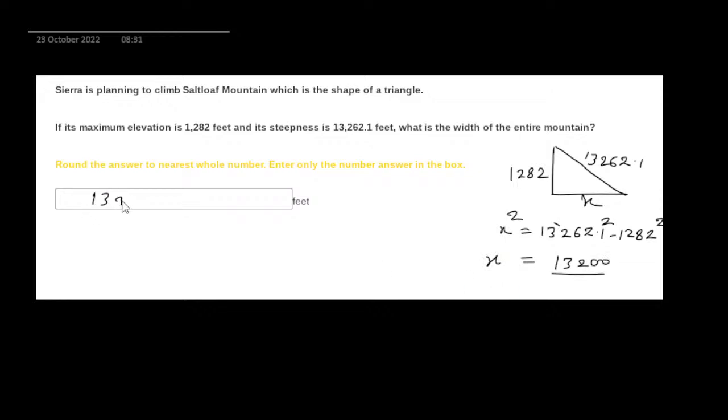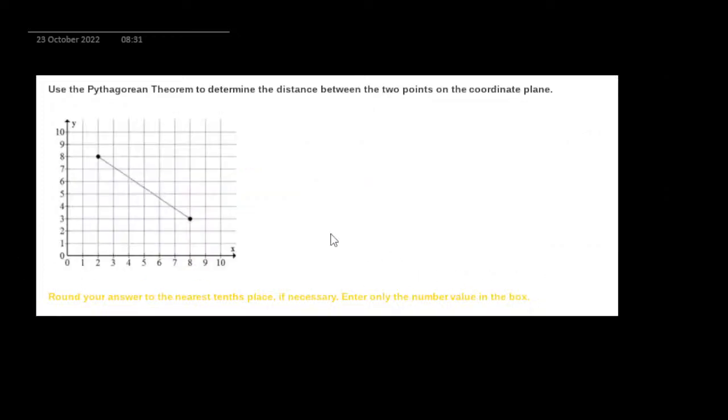So 13,200 feet is your right answer. Use the Pythagoras theorem to determine the distance between the 2 points on the coordinate plane. Now here I use the Pythagoras theorem. This horizontal length is 6 units, and this vertical length from 3 to 5 is 5 units. So x square is 5 squared, 25, plus 6 squared, 36, which is 61. So x is root of 61.